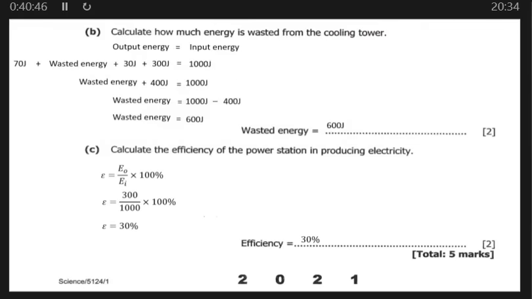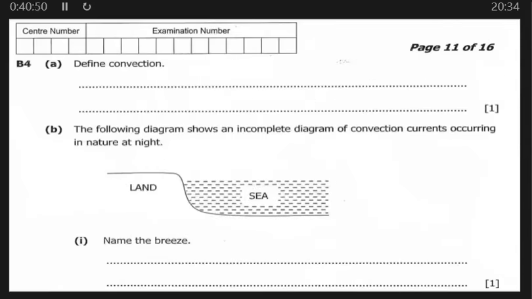So let's go to the next question. Here we are on B4A, which says define convection. We said convection is the transfer of heat in liquids and gases by convection currents. All right, B says the following diagram shows an incomplete diagram of convection currents occurring in nature at night. So we have this diagram and it is showing convection current at night.